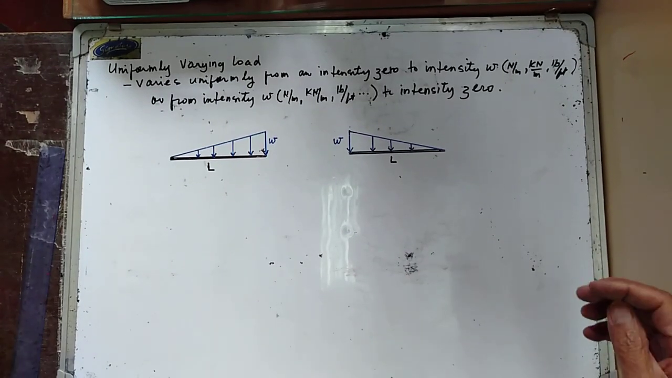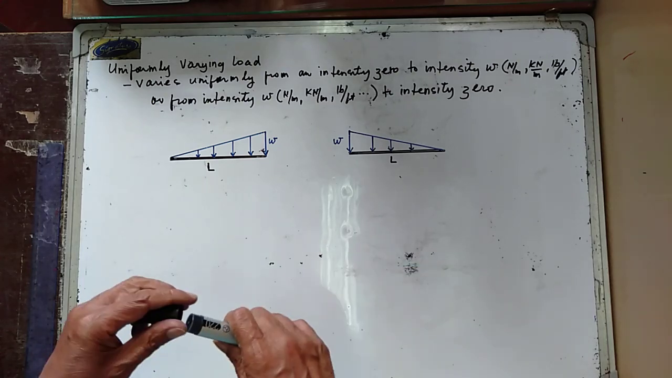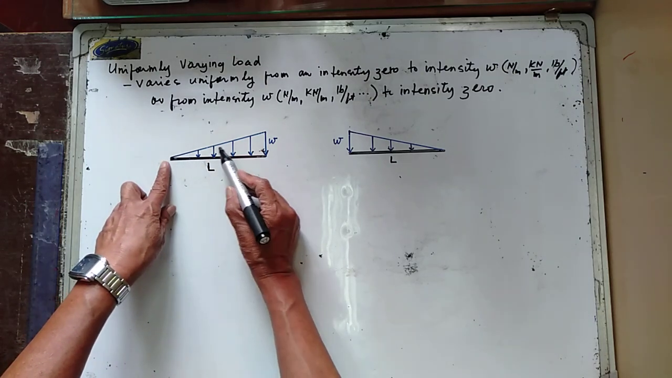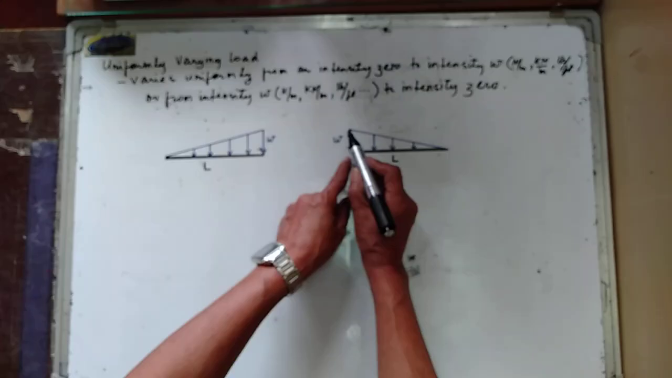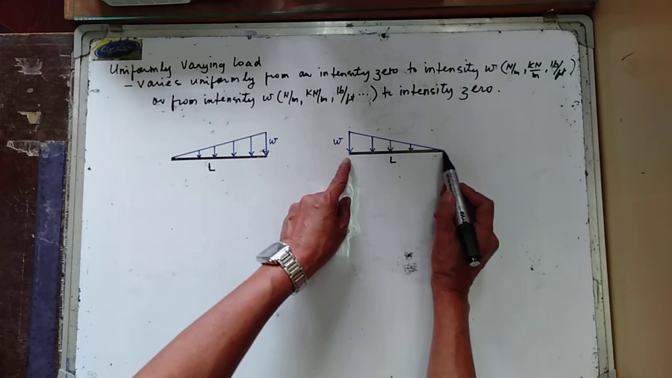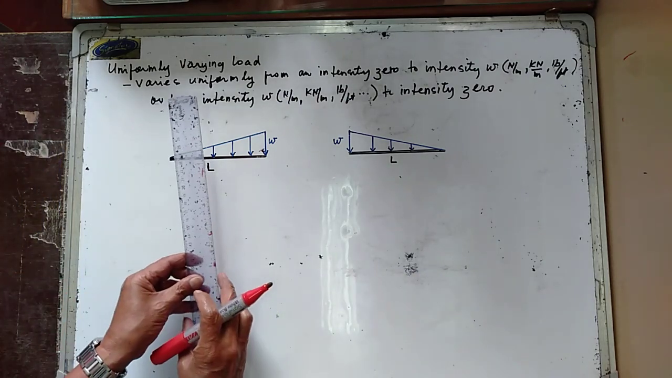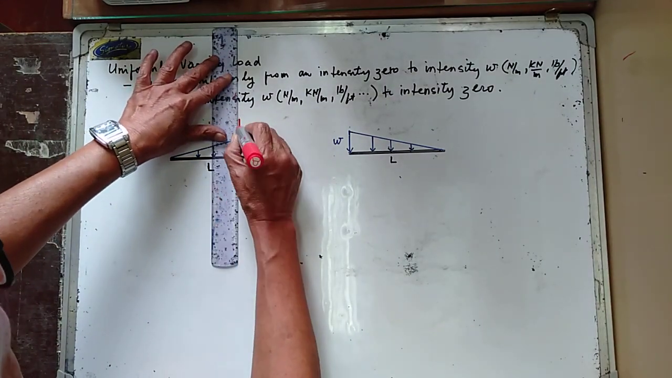Another type of straight line load is your uniformly varying load. Your uniformly varying load varies uniformly from an intensity 0 to an intensity w, or from an intensity w to intensity 0. So let us determine now the equivalent resultant force of this uniformly varying load.